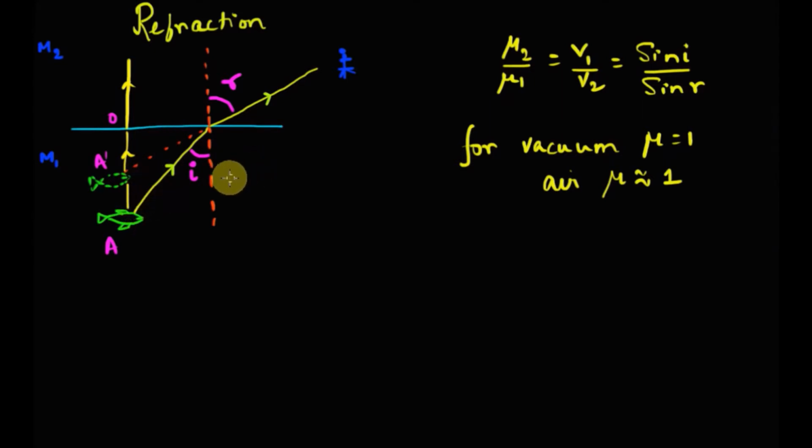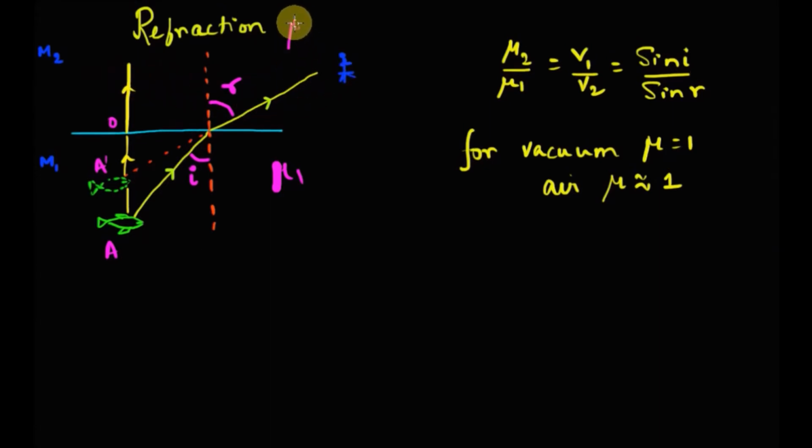Now we measure refraction by a metric which is called refractive index. Every medium will have a refractive index, so water will also have a refractive index. Since water is medium 1, let's denote the refractive index of water as mu1. The air is medium 2, so let's say the refractive index of air is mu2. The relationship between the refractive index of water and air is given by this equation: mu2 by mu1 is equal to v1 by v2 is equal to sin i by sin r, where v1 and v2 are the velocity of light in medium 1 and medium 2 respectively.